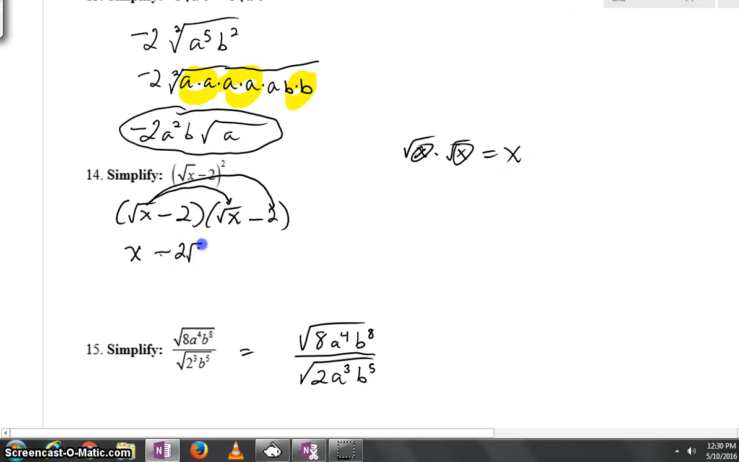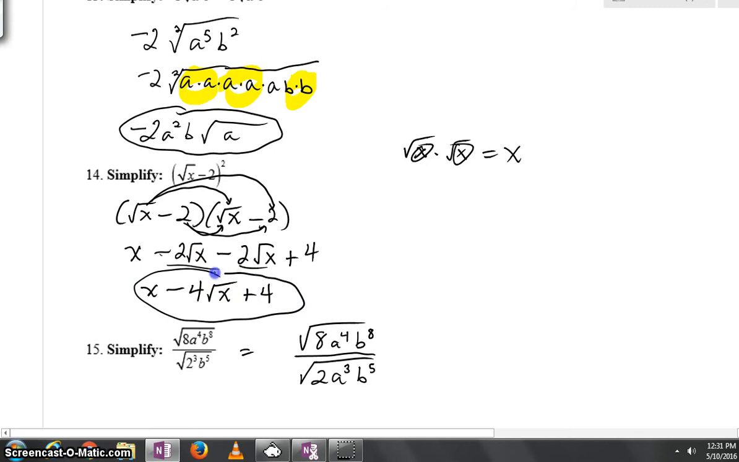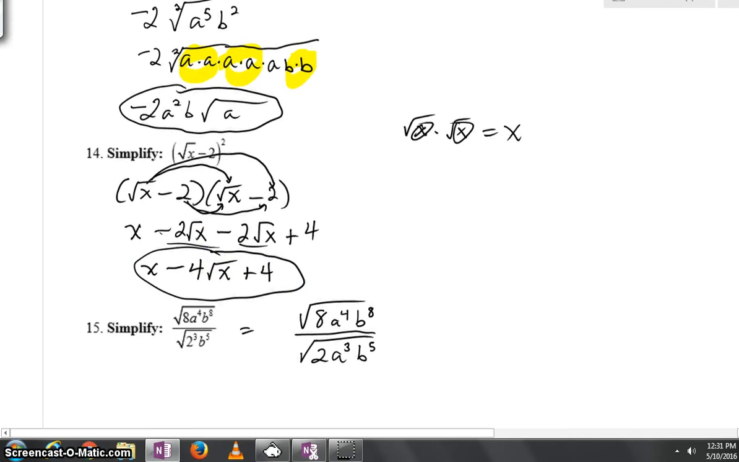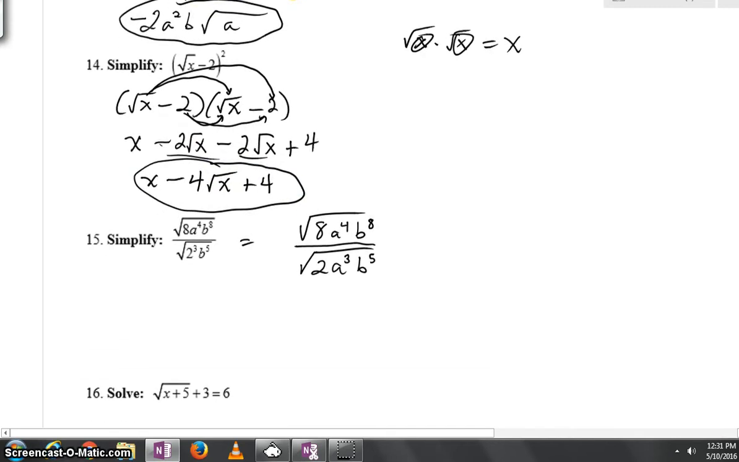So I have minus 2 radical x as I distribute. Here we'd get another minus 2 radical x. Finally, negative 2 times negative 2 is a plus 4. So negative 2 root x and a negative 2 root x is negative 4 radical x plus 4. And we are done.